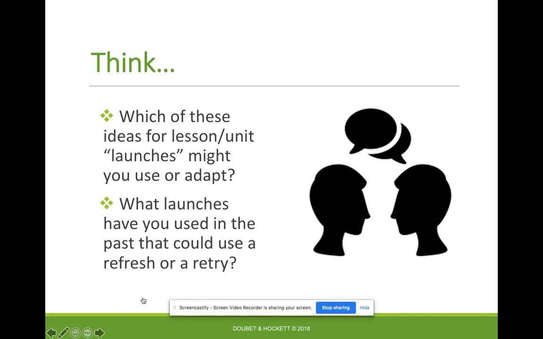use or adapt? What launches have you used in the past that you could use a refresh or a retry? And that is going to be the very last part of your interdisciplinary activity. It asks you to see if you can do a launch that you could use for everybody, but if you don't have to, you can do 2 different launches for 2 different content areas if you would prefer. I'm okay with either. It's sometimes more work to do less. So it's up to you.